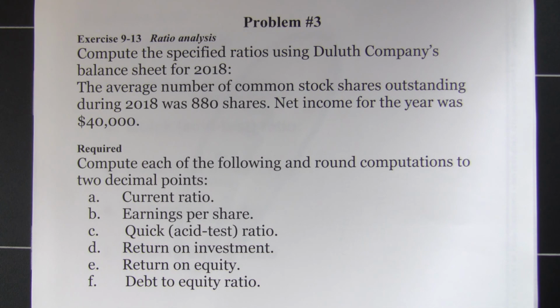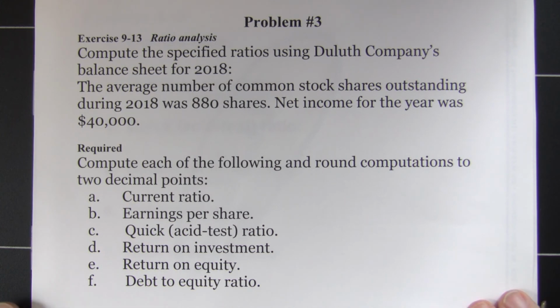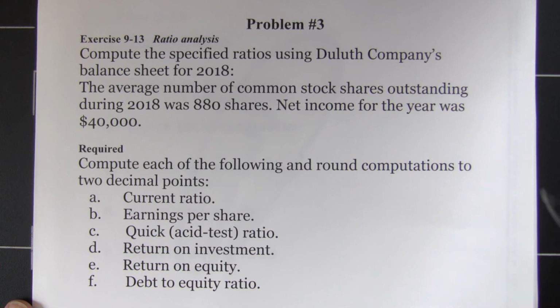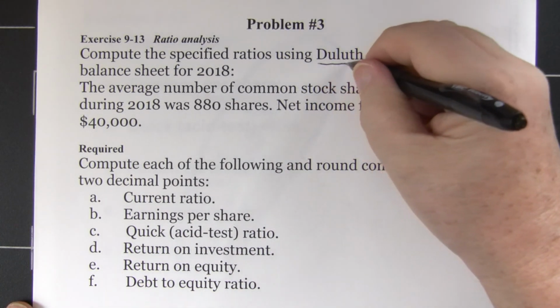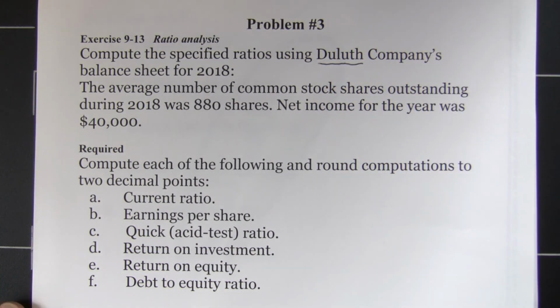Now, I'm not expecting you to memorize these ratios. I'm expecting you to know what they mean when you look up how to do them in the future. So, we're given some information here, and this is a fictional company, this is not the Duluth Trading Company that makes the jeans and stuff.